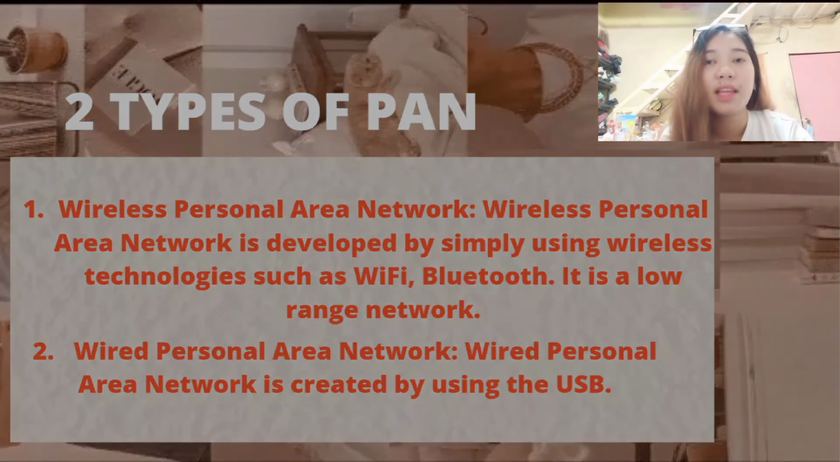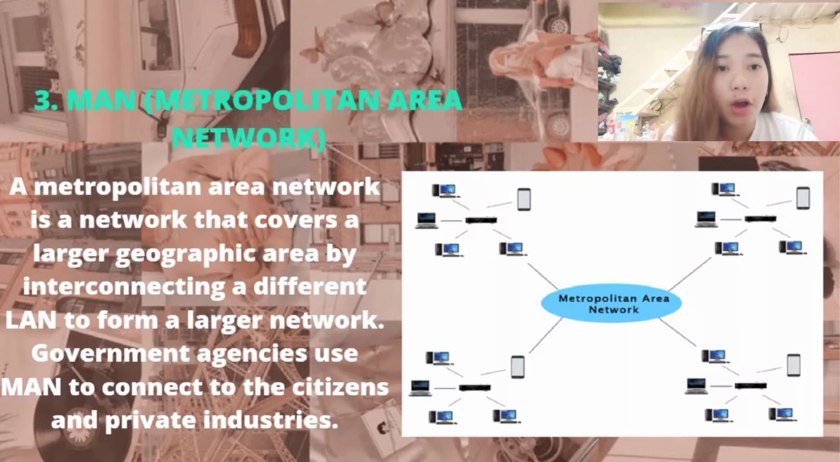So, the third, MAN or Metropolitan Area Network. A metropolitan area network is a network that covers a larger geographic area by interconnecting different LANs to form a larger network. Government agencies use MAN to connect to the citizens and private industries. A MAN often acts as a high-speed network to allow sharing of regional resources, similar to a large LAN. It is also frequently used to provide a shared connection to other networks using a link to a WAN.